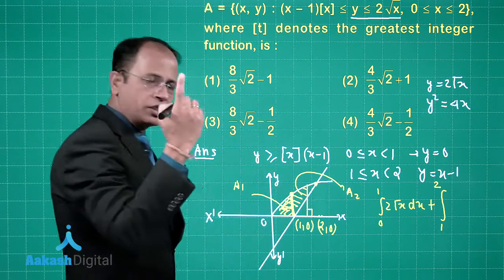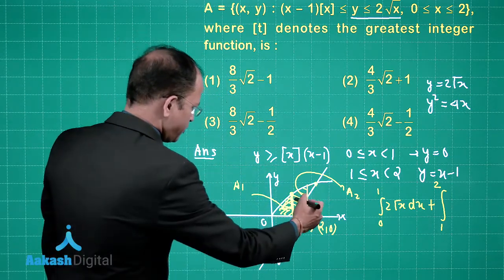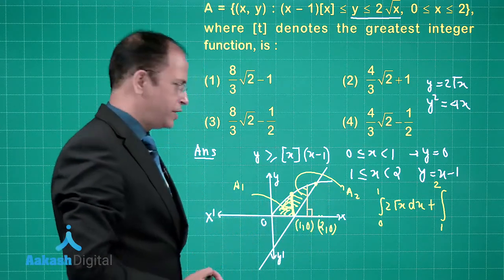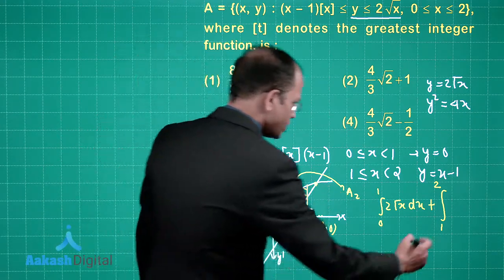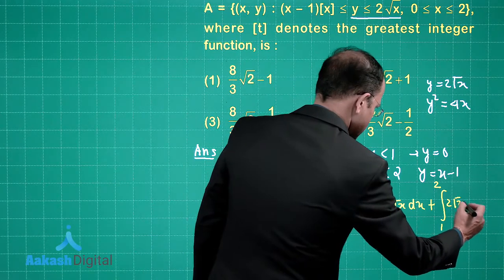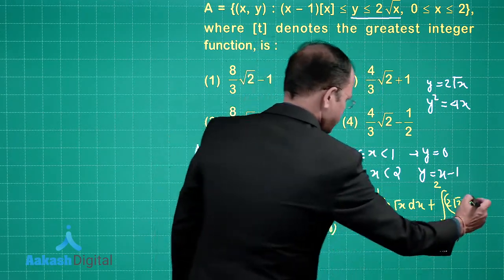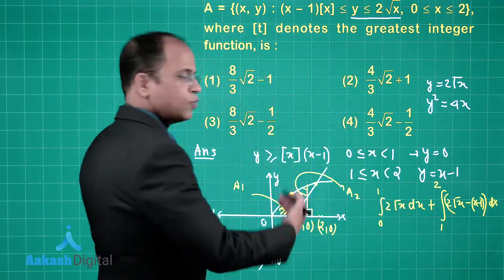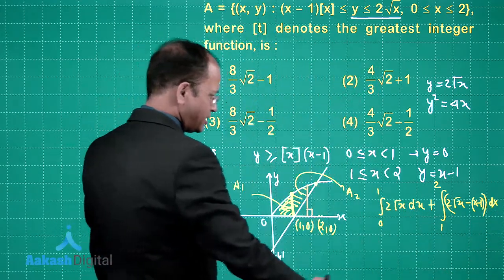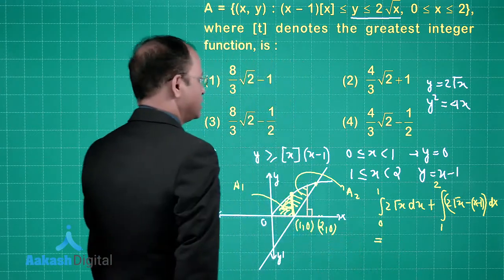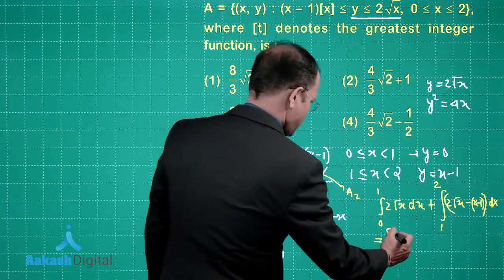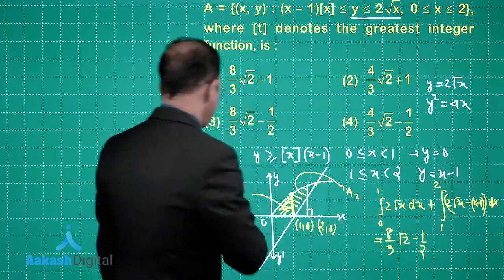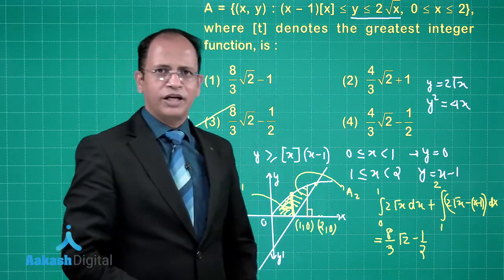That means there are two curves involved, so you have to find this area by taking the upper curve minus the lower curve. So this is going to be the integral of 2 root x minus x minus 1, the whole dx. Once you solve this integral, we get the final value as the third option, that is 8 upon 3 root 2 minus half. So the third option is the correct one.